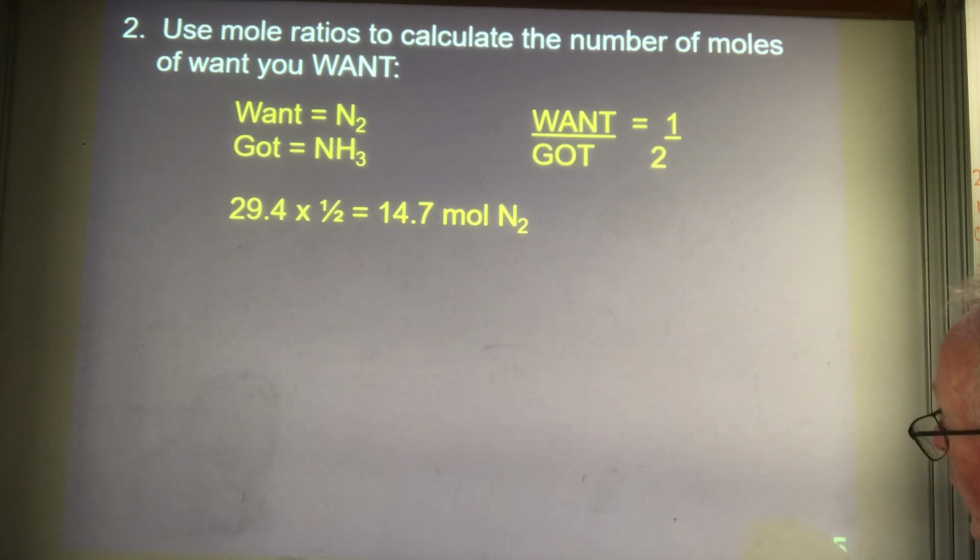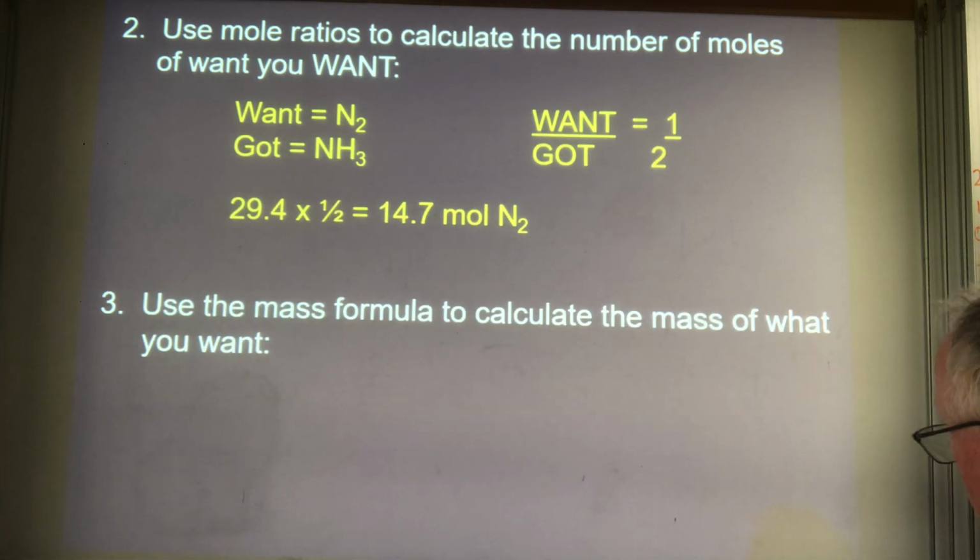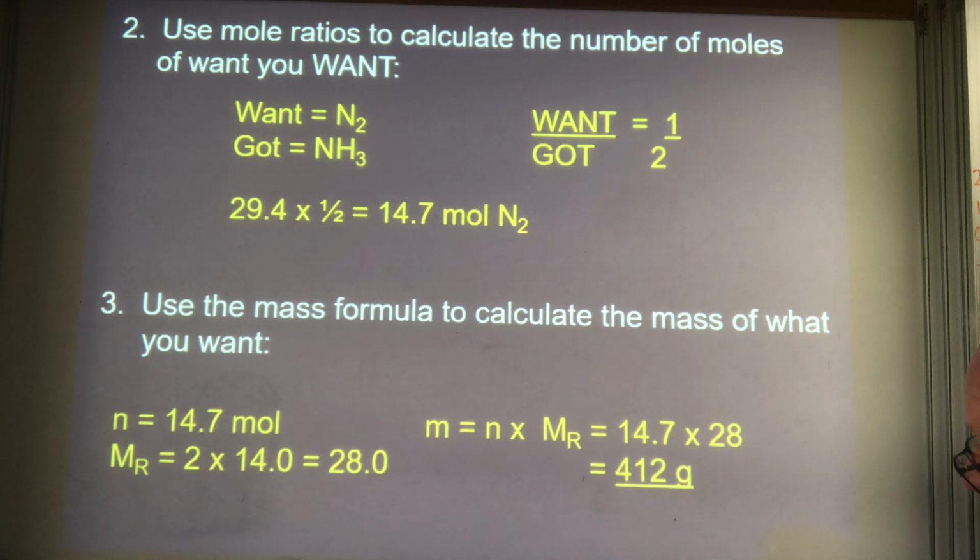Once we've got the moles of nitrogen, it's a simple matter to use the mass formula again to work out the mass of nitrogen that is going to react. So remember, nitrogen is N2. We've got to go 2 times 14 to get the molar mass. And when we do so, we can see 412 grams of nitrogen will be required.